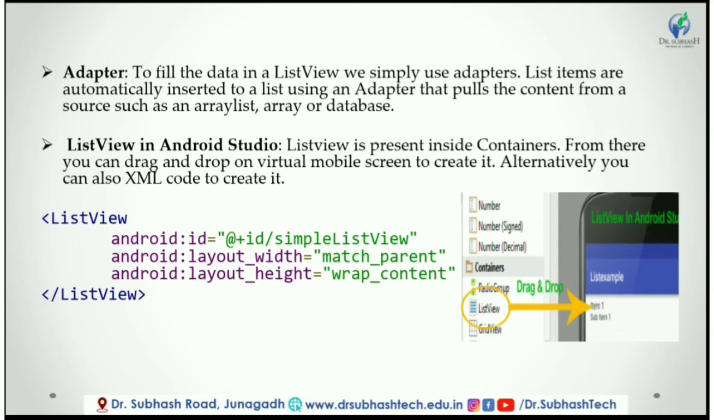List view in Android Studio. List view is present inside containers. From there, you can drag and drop it onto the virtual mobile screen to create it. Alternatively, you can also use XML code to create it. Here is the Android list view XML code.